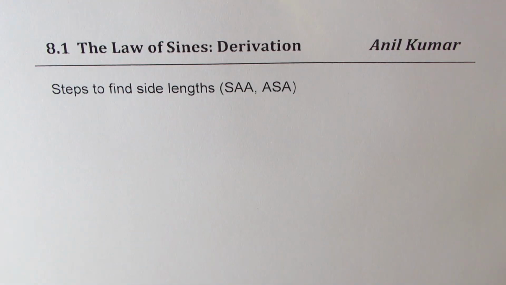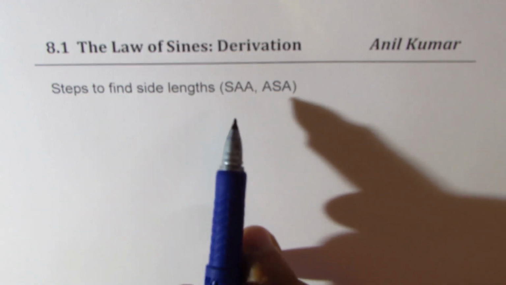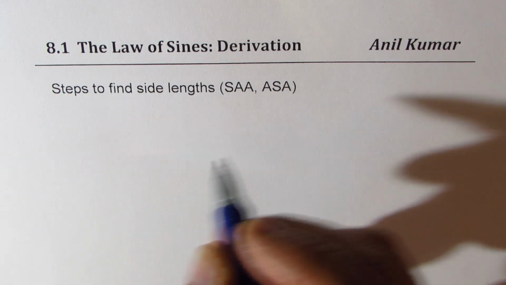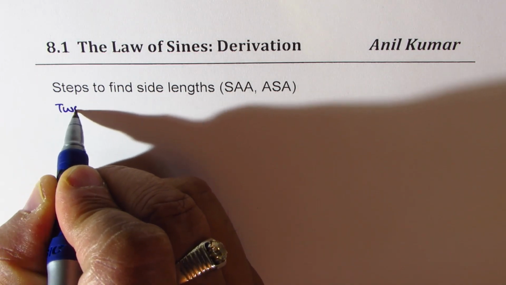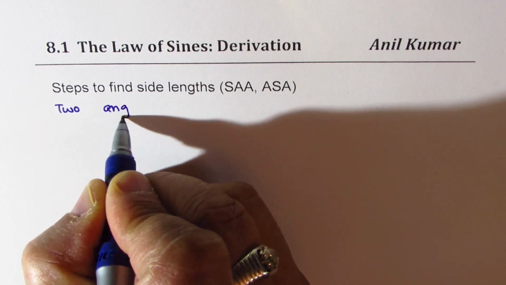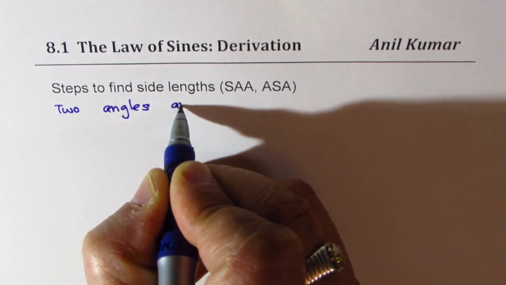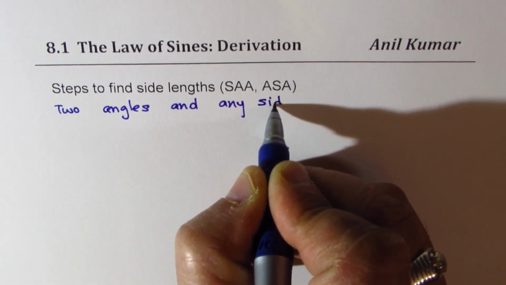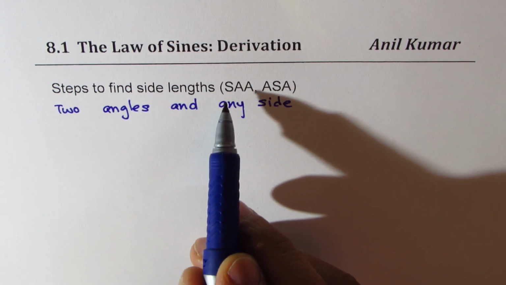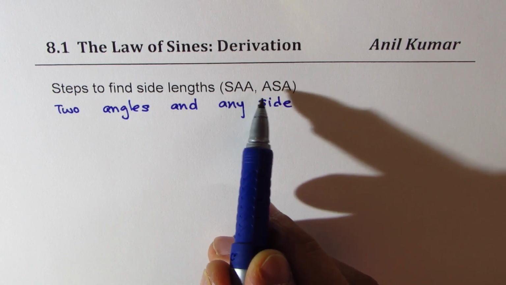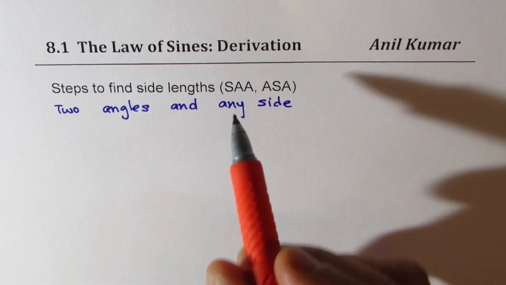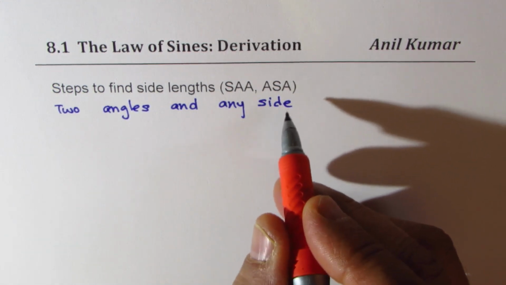So let us first solve a triangle in which we are given two angles and any side, right? In short, we could write this as side angle angle or angle side angle. So what I mean by saying side angle angle or angle side angle, let's understand these terms also.